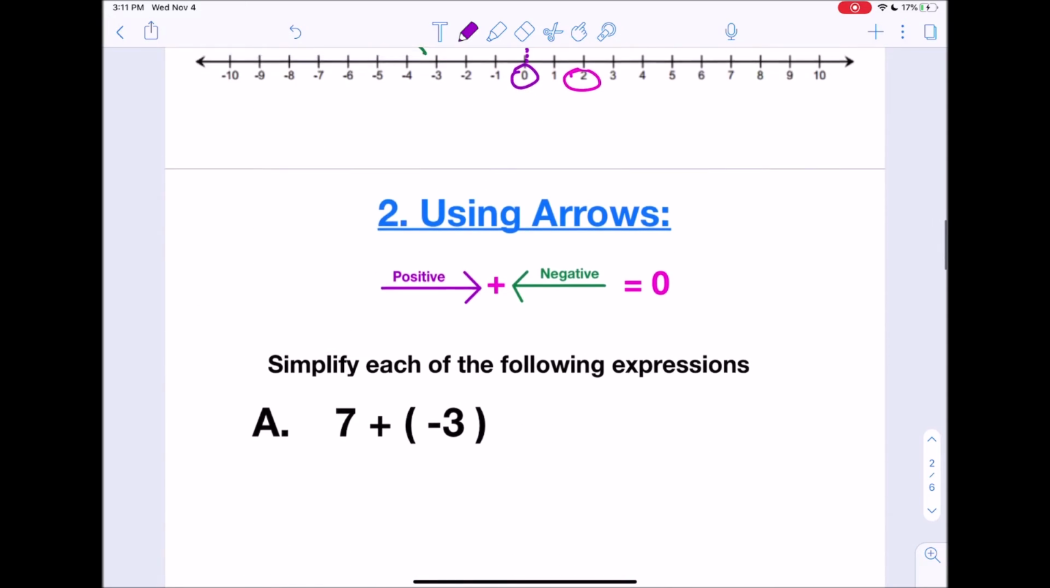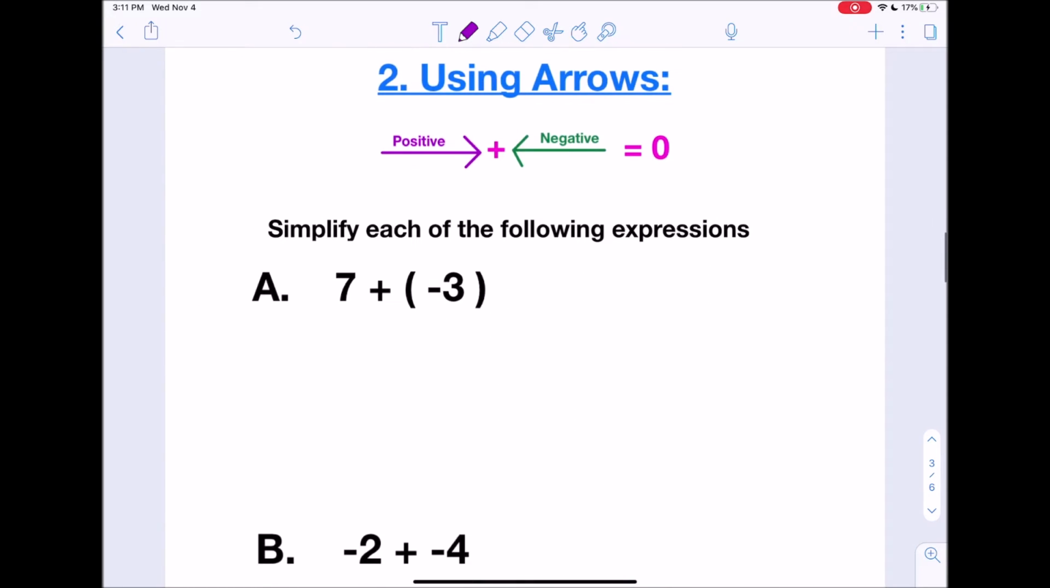All right, moving on. The second method, we're going to solve the same problems with each method so you can see the differences. So for method 2, we're going to be using arrows. We're still going to use purple for positive and green for negative. So simplify each of the following expressions. So for arrows, you're actually drawing out the arrows.